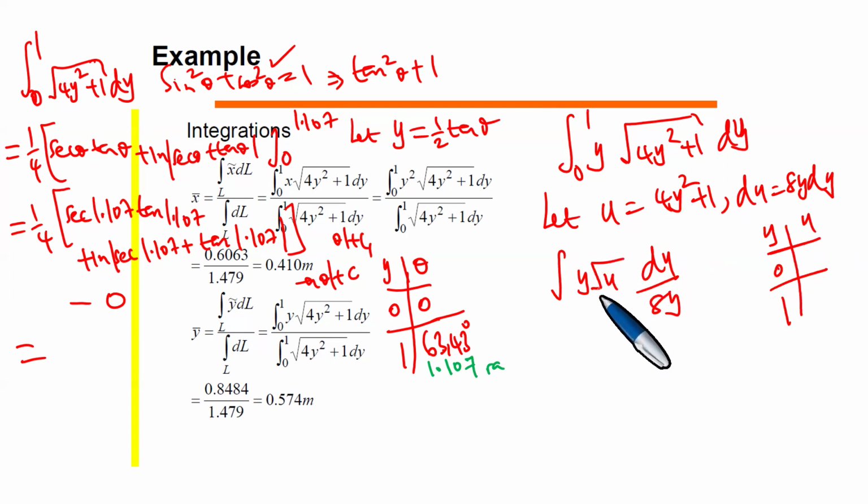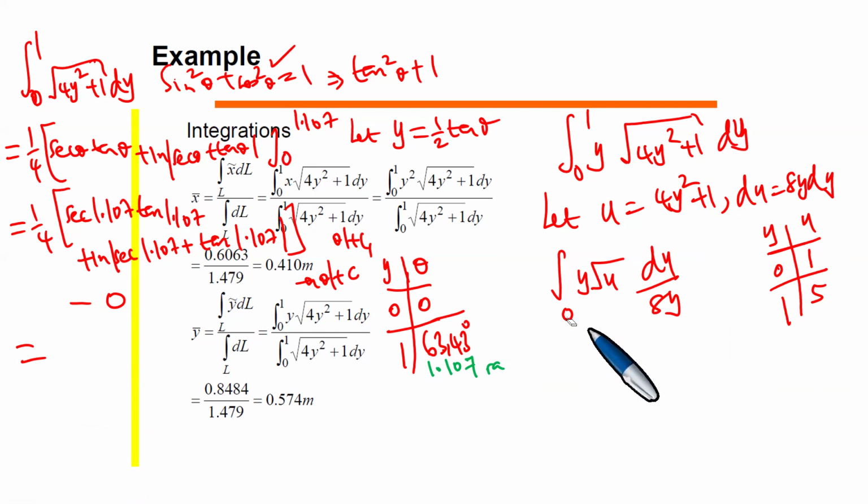When y is 0, you put 0 in the place of y. 4 by 0 is 0, plus 1 is 1. So u is going to be 1. Y is also 1 because integrating from 0 to 1. When y is 1, you put 1 in the place of y, so 4 by 1 squared, which is 4 plus 1, giving us a 5. So the integration is going to be actually from 1 to 5.